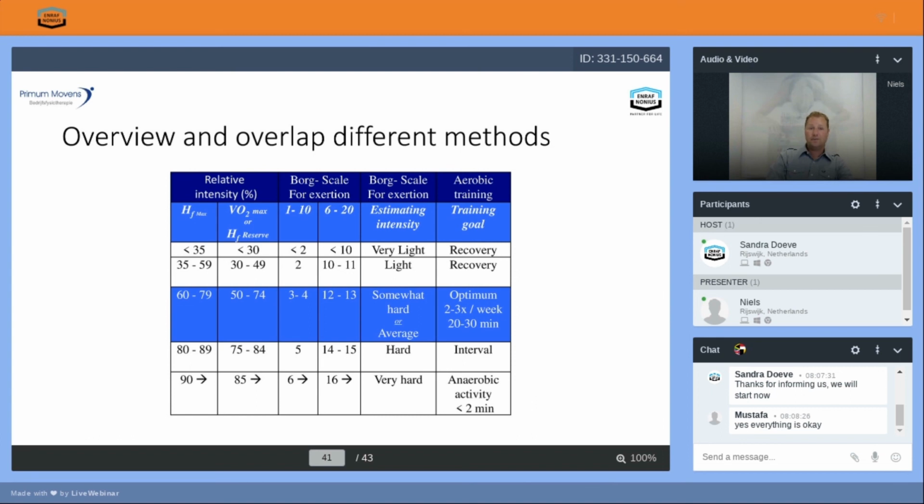And when you move on to the next one, from 14 to 15 on this 6 to 20 Borg scale, that's on heart level, and that's on interval levels. But when you do interval exercises and when you do interval training, you quickly move into anaerobic activity, but you can do aerobic interval training as well. So the range from 12 to 15 should be focused on for training the endurance capability.